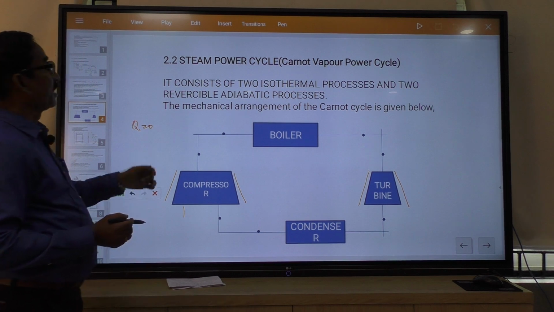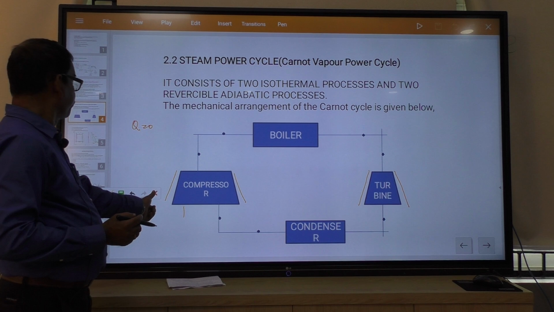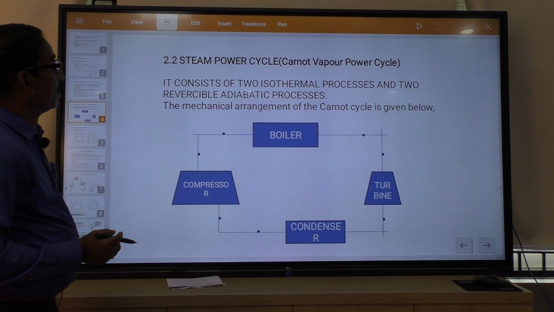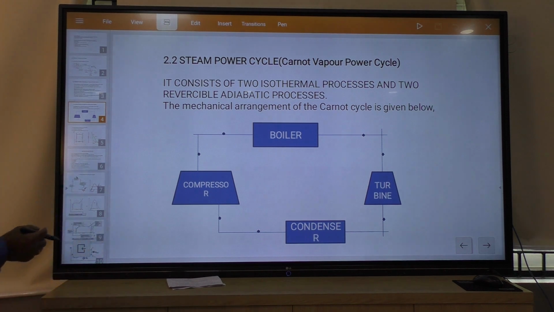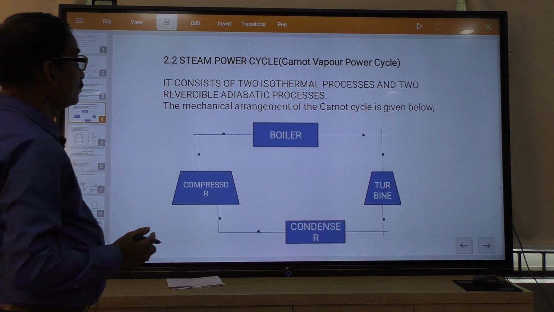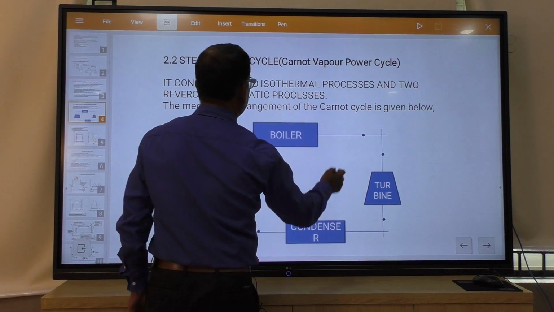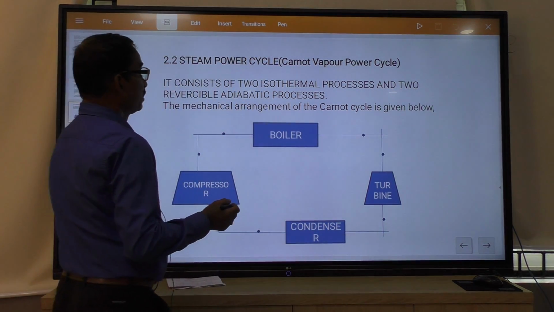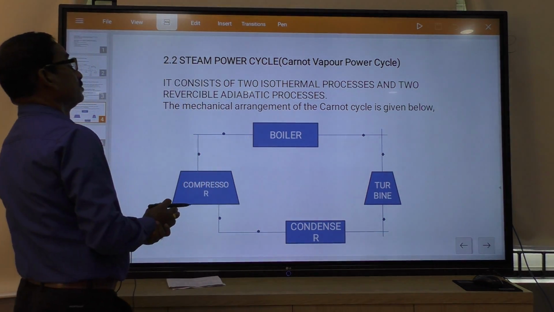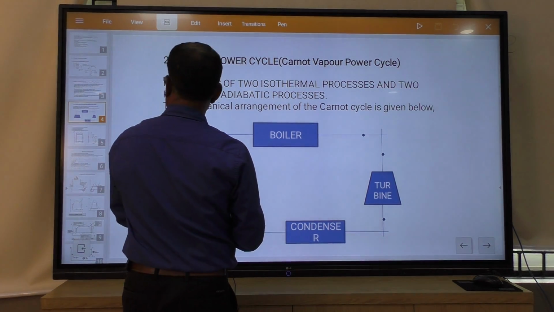So this is the mechanical arrangement of the Carnot cycle. Mechanical means they are all mechanical parts, so their arrangement is this. Steam goes from the boiler to the turbine, then from the turbine to the condenser. So according to the Carnot cycle, theoretically you can have a plant, but it is not possible in practice. From a theoretical point of view, we have a reading to do.